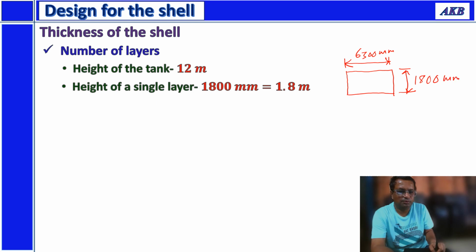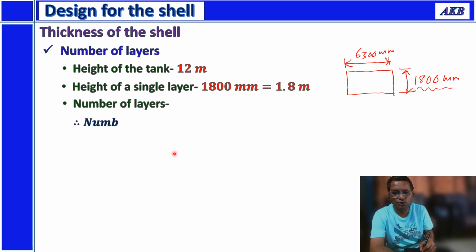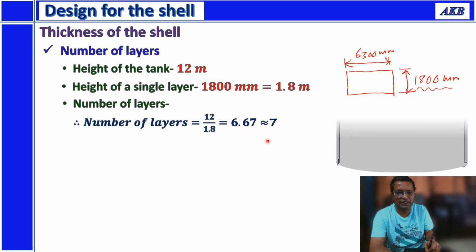So now one layer will have a height of 1800 mm. How many such layers will be required in order to construct a shell which has a height of 12 meter? That is what we are going to find out. Therefore the number of layers is equal to 12 upon 1.8. Total height is 12 meter, height of an individual layer is 1.8, so that is going to give us the number of layers as 6.67, which is approximately 7.